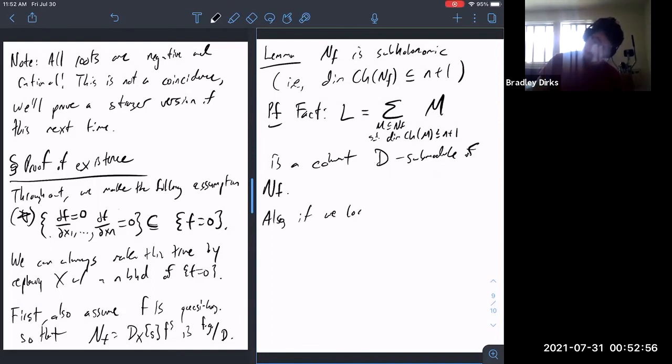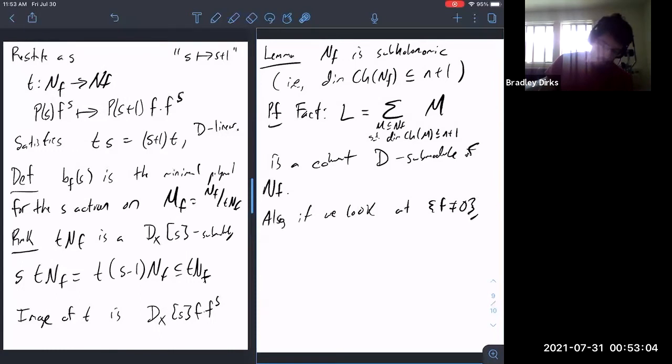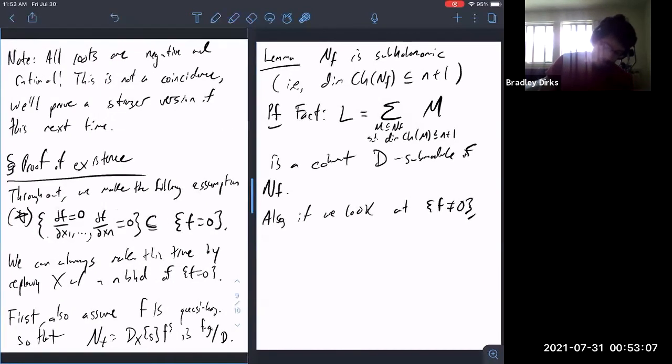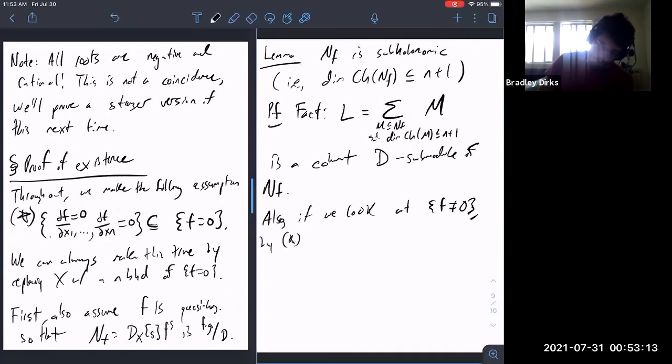Okay. And then also, if we look at this open subset where f is non-zero, so in particular by our starred assumption, none of the partial derivatives are 0. So by star, f is smooth, f can be used as a coordinate. So we can write f, x_2, ..., x_n as a system of coordinates.